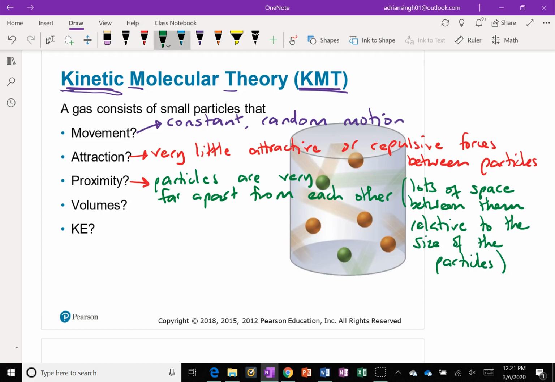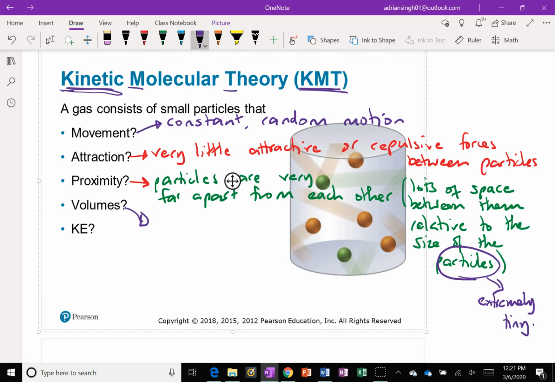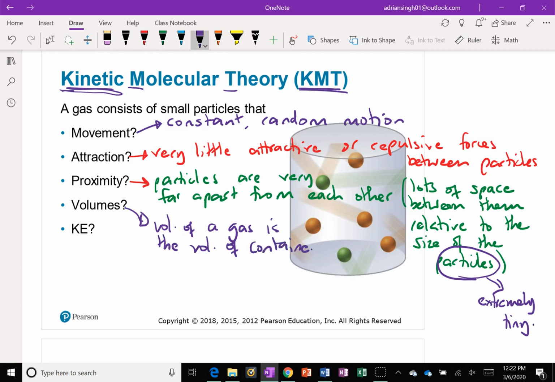Okay, so the thing to keep in mind with this one is that the particles are extremely tiny. Right, so even though they may be molecules like oxygen or even atoms like neon, they are extremely small compared to the space that they occupy. And then we can say that the volume of a gas is simply equal to the volume of the container that it occupies. So in other words, a gas expands to fill the volume of the container that it is held in.